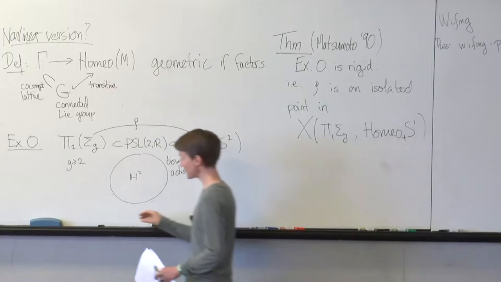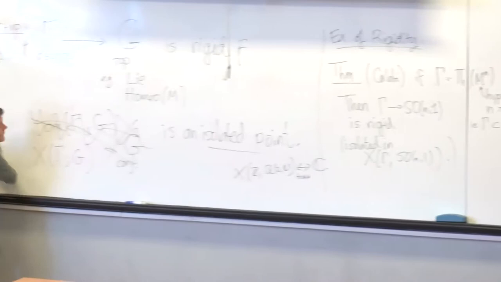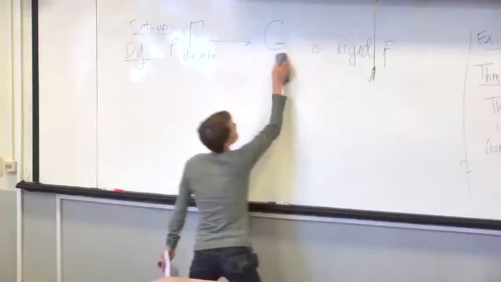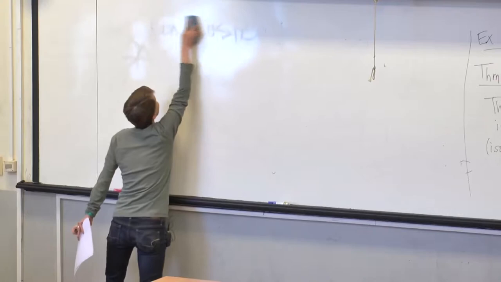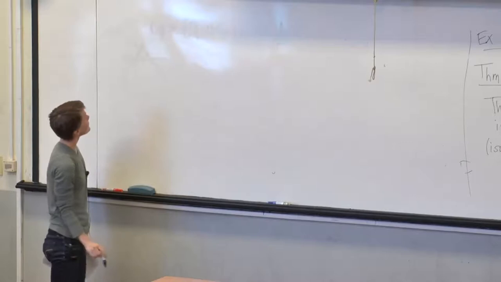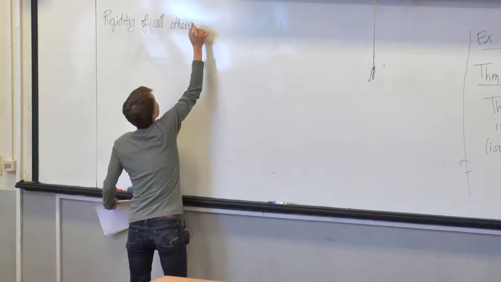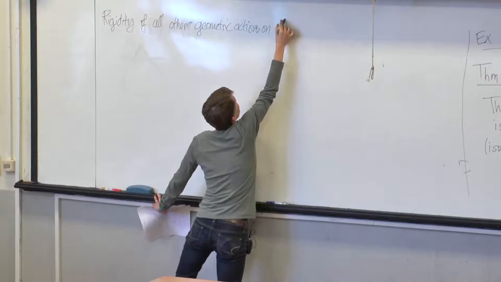Great. Okay, so here's my whole setup. What's the rest of the talk? It's a rigidity theorem for all the other geometric examples on the circle. So, rigidity of all other geometric actions on the circle. Let me tell you what all the other geometric examples are.